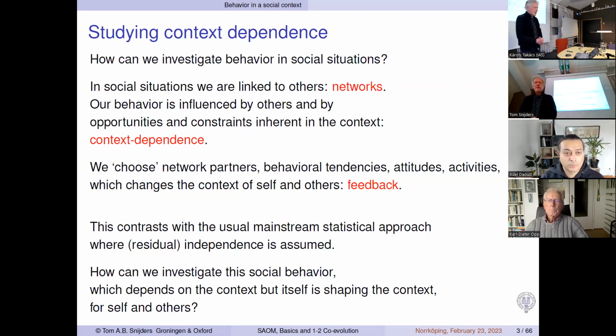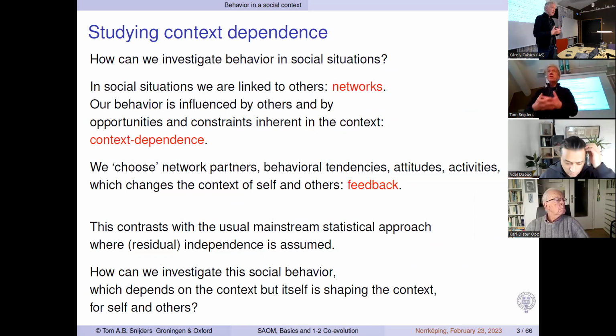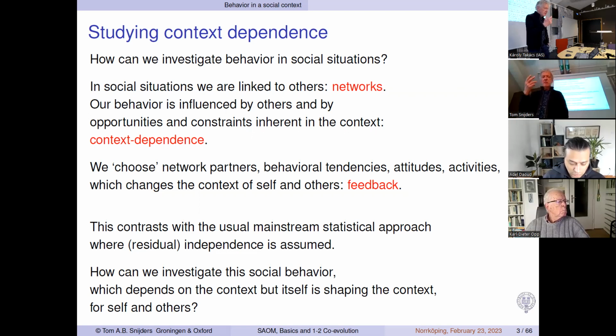Okay, the conceptual overview. The stochastic actor-oriented model is a model for studying social behavior in a context, so context dependence in social situations. It's clear that in social situations, we are linked to others. We are not monadic individuals. So networks are a good representation of that. And our behavior is context dependent. So it's influenced by others and by the opportunities that are offered by the context.